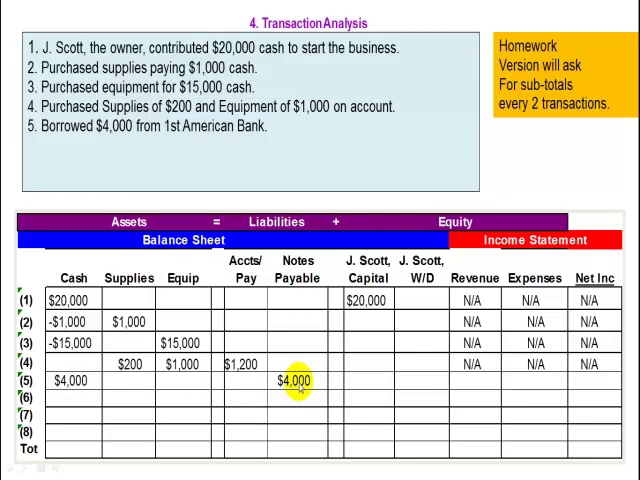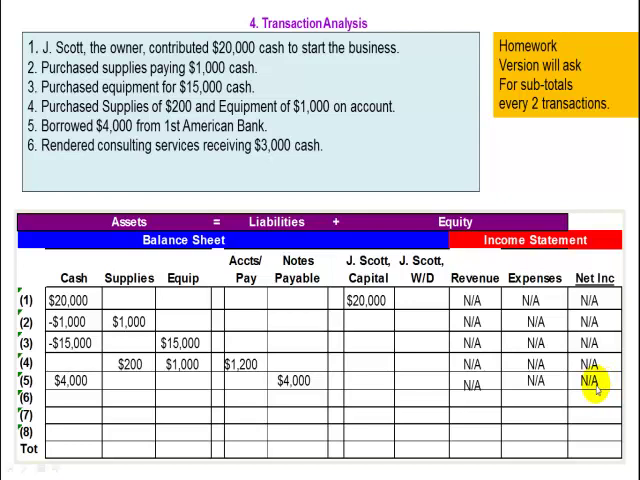There's nothing going to happen to the equity side, and when you borrow money, that does not create any kind of revenue. Remember, to have revenue, you got to have a customer, and you got to sell that customer a product or service. So no revenues, no expenses, and no net income.